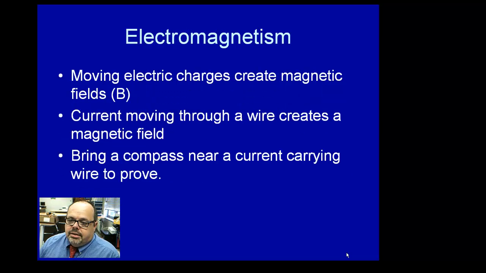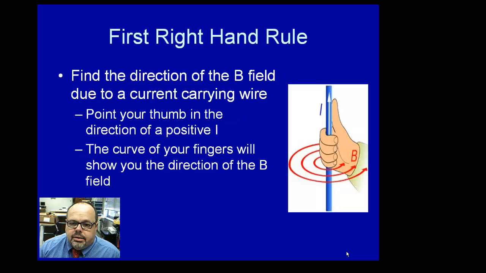Now, electromagnetism. Moving electric charges create magnetic fields. They just naturally do. Anytime I have an electric charge moving, whether it's positive or negative, doesn't matter, I'm going to create a magnetic field. So current moving through a wire would create a magnetic field because you'd have moving electric charges. You can verify this if you bring a compass near a current carrying wire, which I'll do in class, and you'll see that the compass needle actually turns perpendicular to a circle going around the wire.